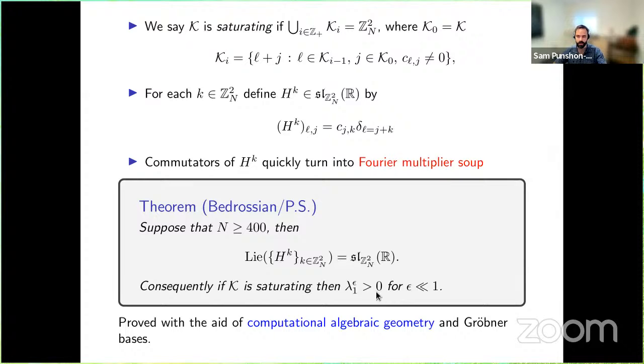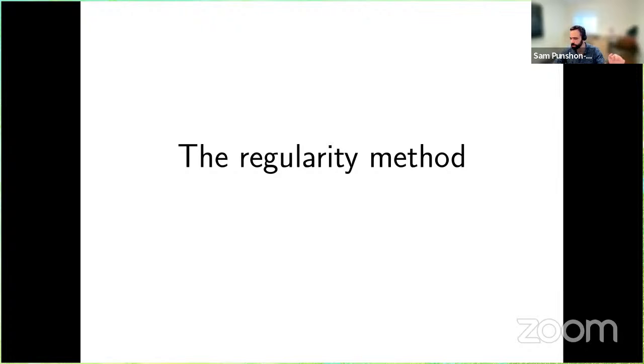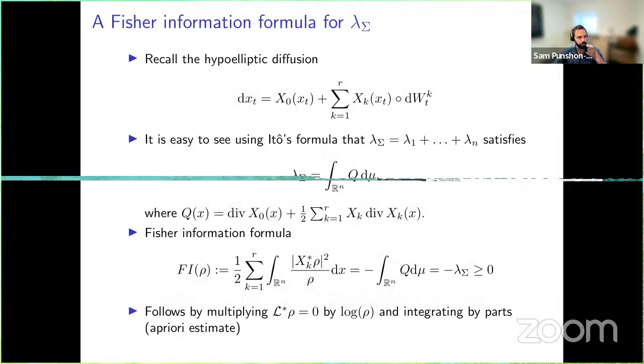Okay, and I'll comment, if I have time at the end, we'll see, I can comment a bit on the proof of this, although it's very algebraic, so it might not exactly be the right audience here. Okay, so in the remaining time, I want to talk about the actual regularity method. So how does this work?